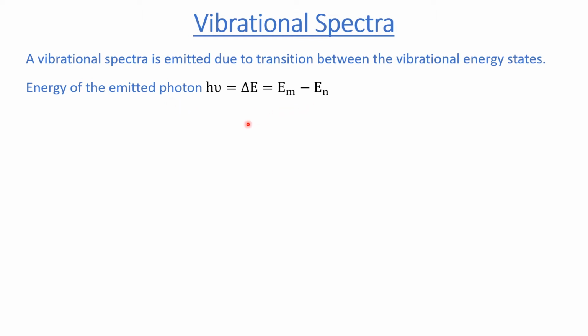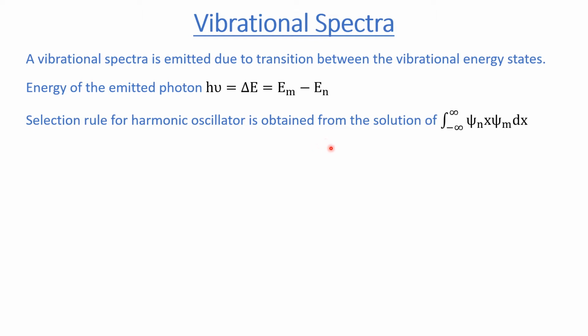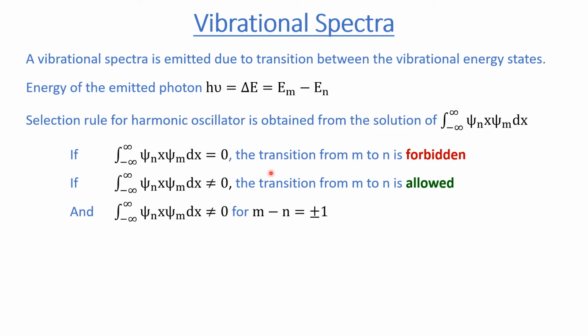When we were discussing the vibrational energy levels, we found that the vibration of a molecule behaves like a simple harmonic oscillator, and there are selection rules for the transitions between the energies of the simple harmonic oscillator. Those selection rules are obtained from the solution of this integral. If this integral is zero, the transition from M state to N state is forbidden. If this integral is non-zero, the transition from M state to N state is allowed.